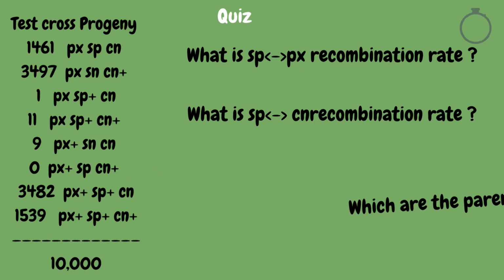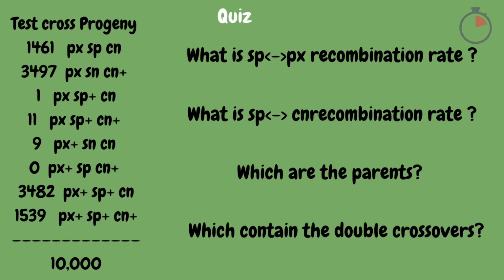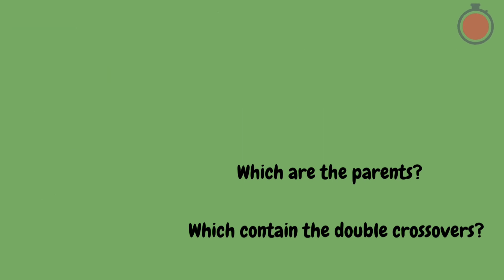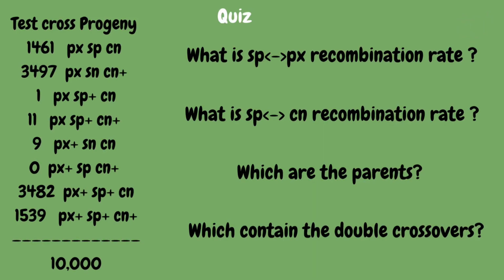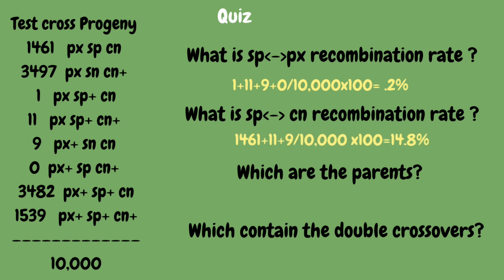Quiz time! Take some time to pause the video and work on the following problems. Question 1. What is the SP-PX recombination rate? You should have a value of 0.2%. As for the recombination rate of SP-CN, you should have 14.8 or 15%.